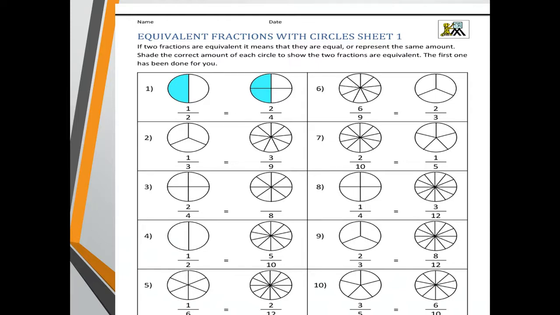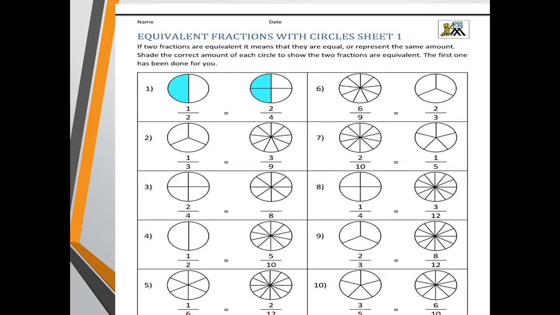Now we have an example, a worksheet on the screen that has been done for you. Yours is to print out this page, pick up your marker and color the equivalent fractions of the different sections.